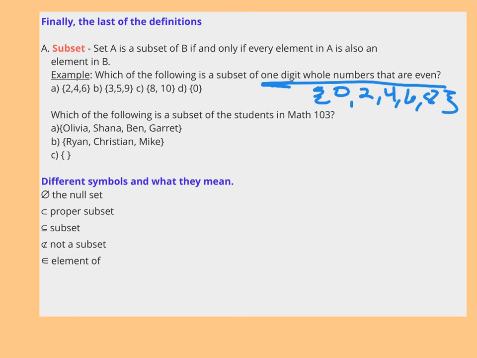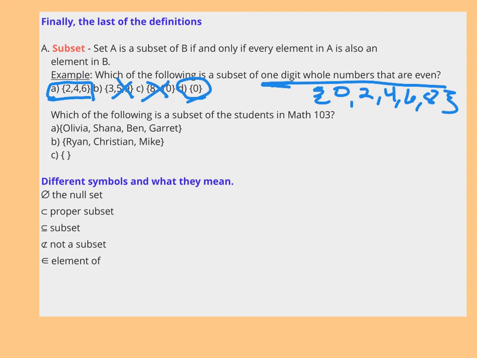Here I can see that A has 2, 4, and 6 in it, so A would be a subset. In B we have 3, 5, 9, that's odd, so that's not a subset. 8 and 10 is close. It has 8, which is a subset of my set I'm looking at, but 10 is not. So it's not 8 and 10. And then the final one is set 0. And 0 is a member of my set, so we could say that that is a subset. So 2, 4, 6 is a subset of my initial set, and 0 is a subset.